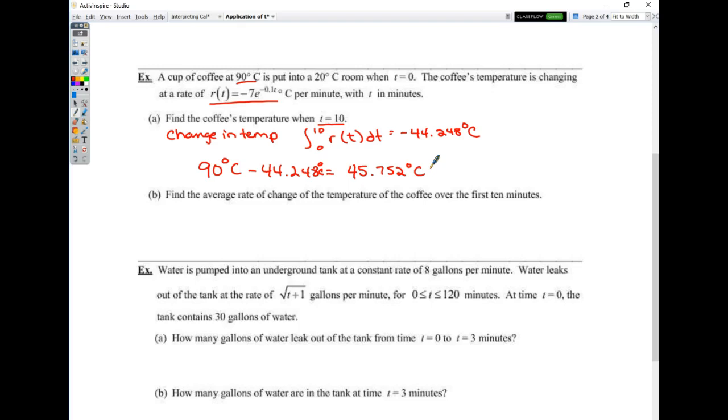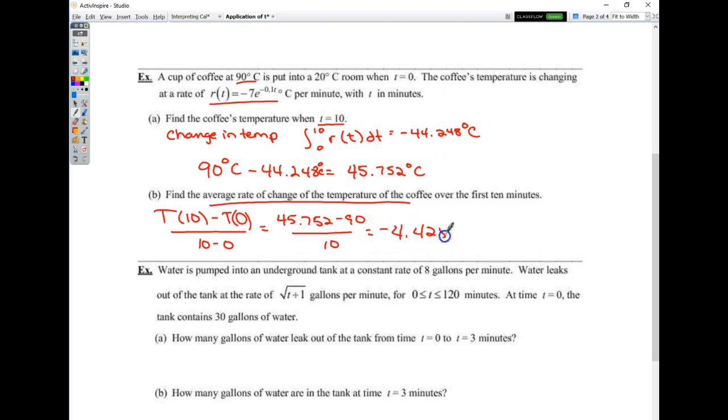The next question, find the average rate of change of the temperature of the coffee. So average rate of change of the temperature of the coffee. Be careful here. This is not r of 10 minus r of 0. This is actually T of 10 minus T of 0 over 10 minus 0. Remember that we're finding the average rate of change of the temperature, so we want the temperature per minute, but that is what this function is. So I want to figure out the temperatures, and oh look, we did that already. We find out that we have an average rate of change of negative 4.425 degrees C per minute.